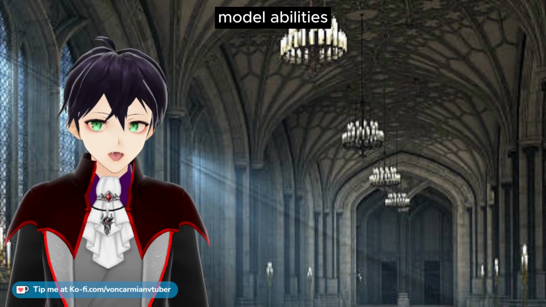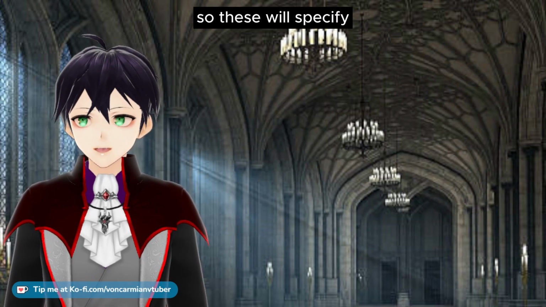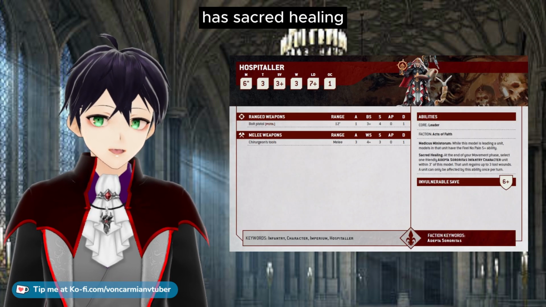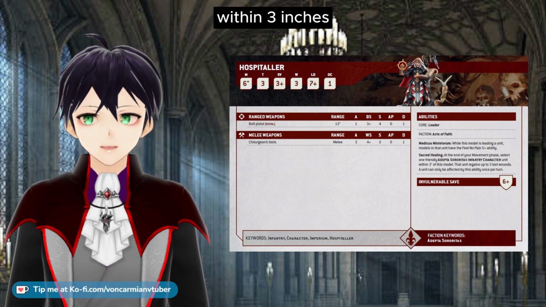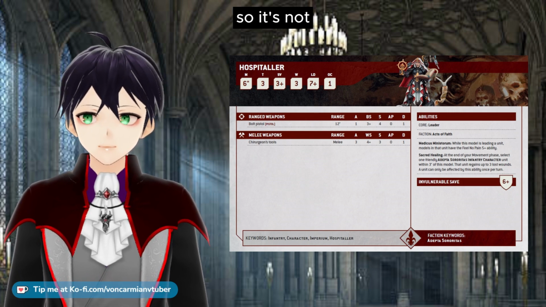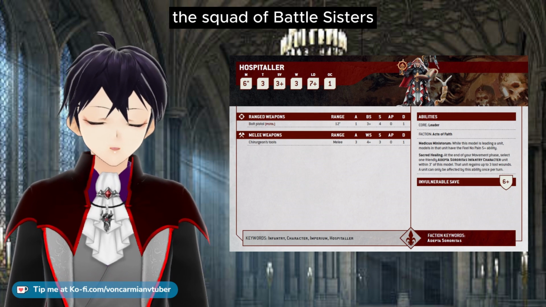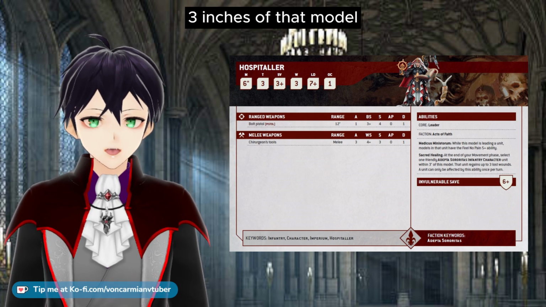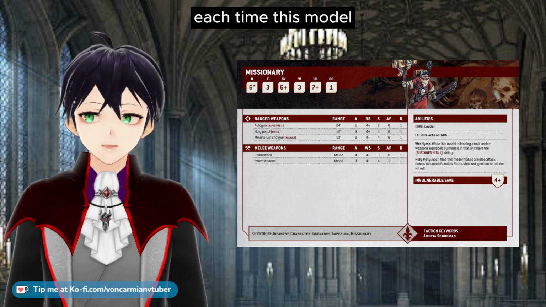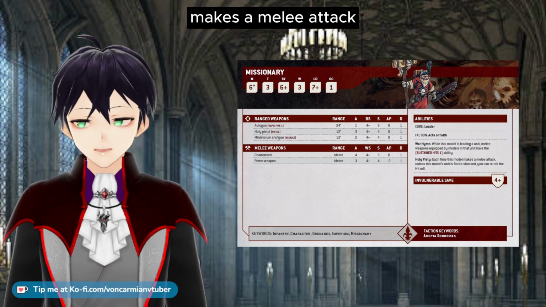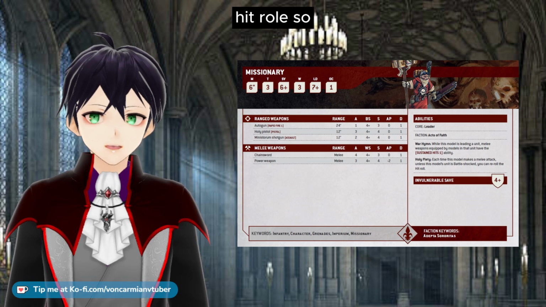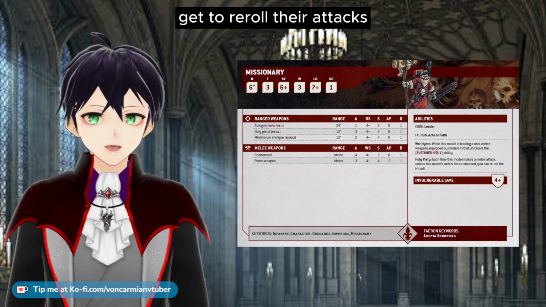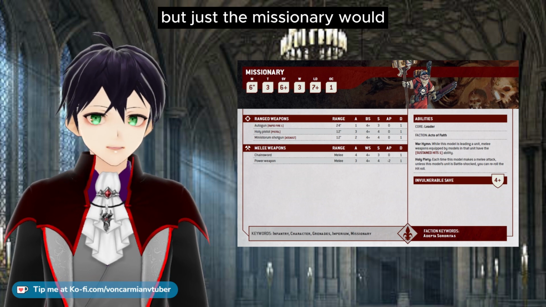Then we have model abilities. So these will specify that the model itself is doing it. So a Hospitaller has Sacred Healing. You can select a friendly character within 3 inches of this model. So it's not an aura around the squad of Battle Sisters that she's in. It is just within 3 inches of that model. The Missionary has Holy Piety. Each time this model makes a melee attack, it can reroll the hit roll. So that wouldn't apply to any unit he's joined. Those models wouldn't get to reroll their attacks, but just the Missionary would.